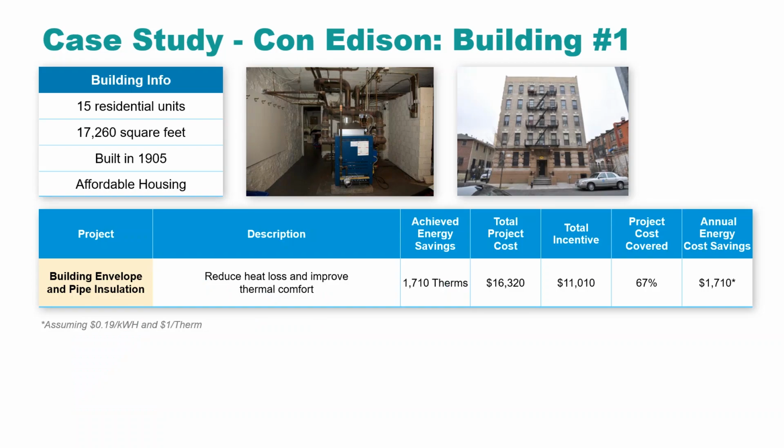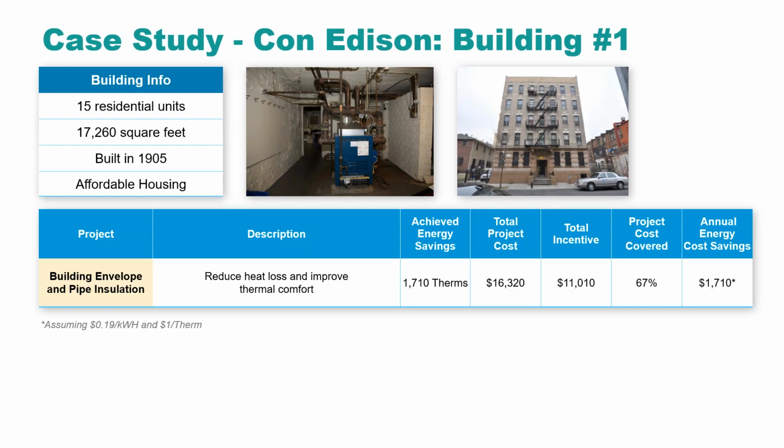All right, so the first case study shows a 15-unit pre-war affordable multifamily building. In this case, the owner took advantage of gas incentives to add some insulation to the building envelope. They also insulated domestic hot water and steam pipes in the building basement. The project reduced heat losses from the heating system and also improved thermal comfort of the building occupants.